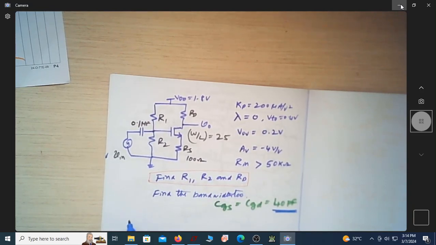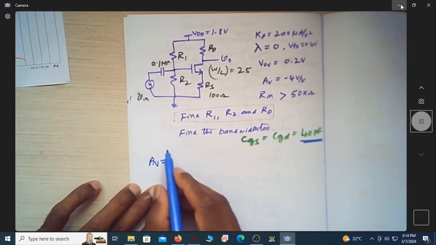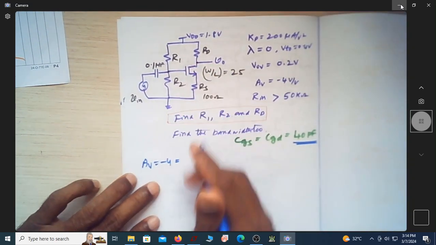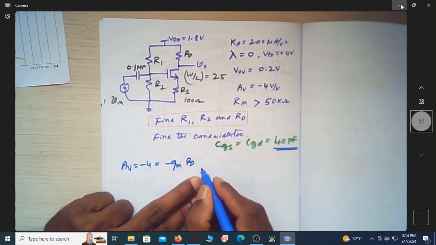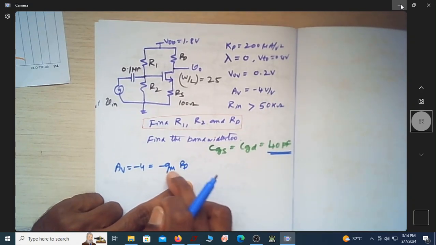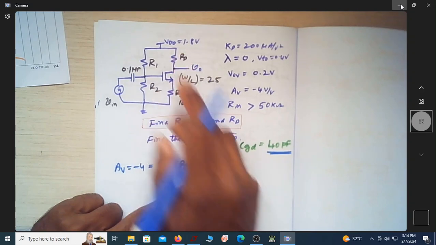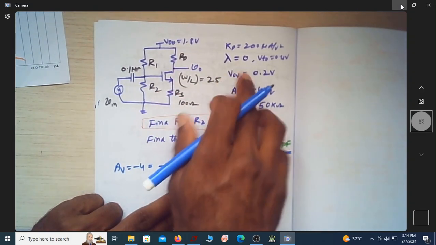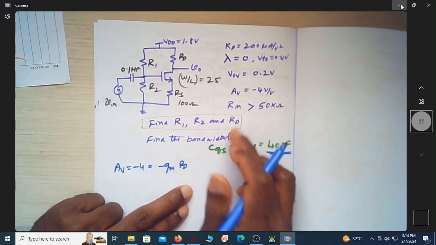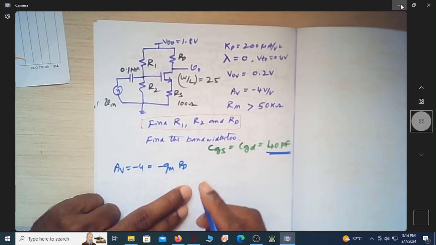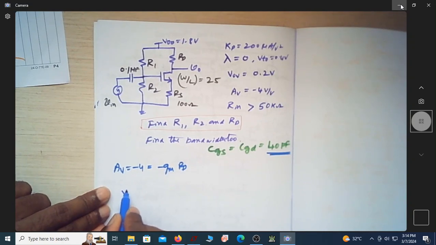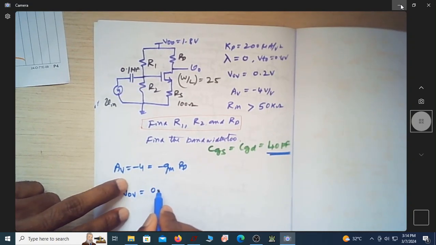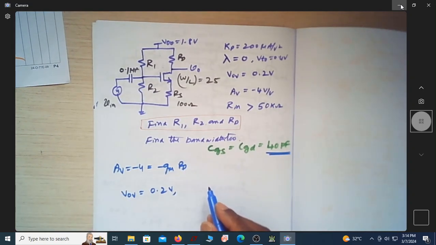So AV is given as -4. We know that the expression for AV is minus GM into RD. So we don't know what is GM, we don't know RD also, because RD is also not given. RD we are supposed to find. GM also not directly given, but of course some of these parameters are given. So let us find out how to do. So what is VOV? VOV is given as 0.2 volt. Okay, fine.